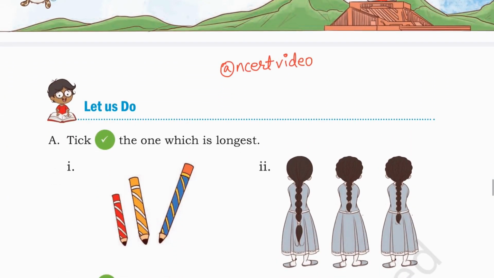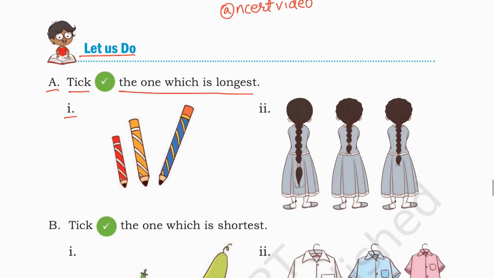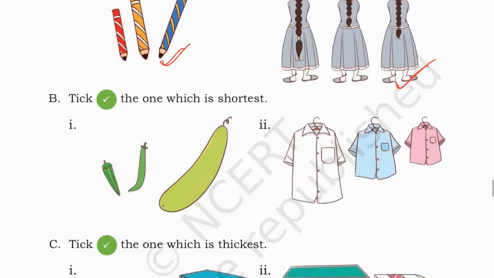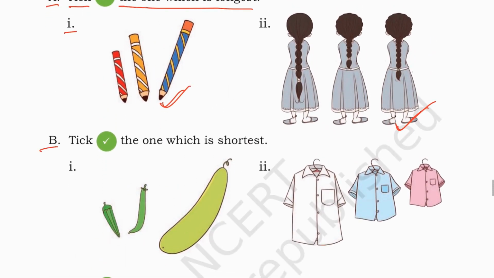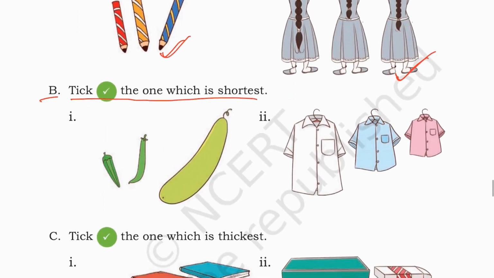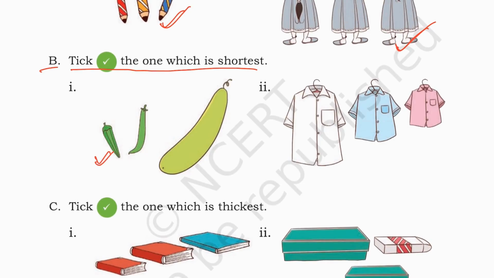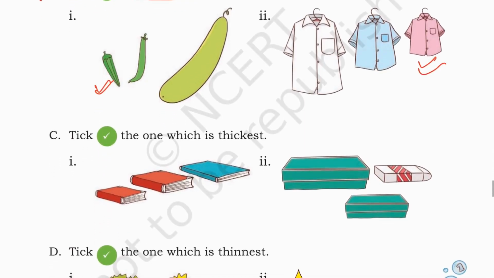Okay, let us do. A, tick the one which is longest. This pencil is longest, this curl is the longest. Okay, you have to tick here. B, tick the one which is shortest. This lady finger is shortest and this one is shortest, you have to tick here.